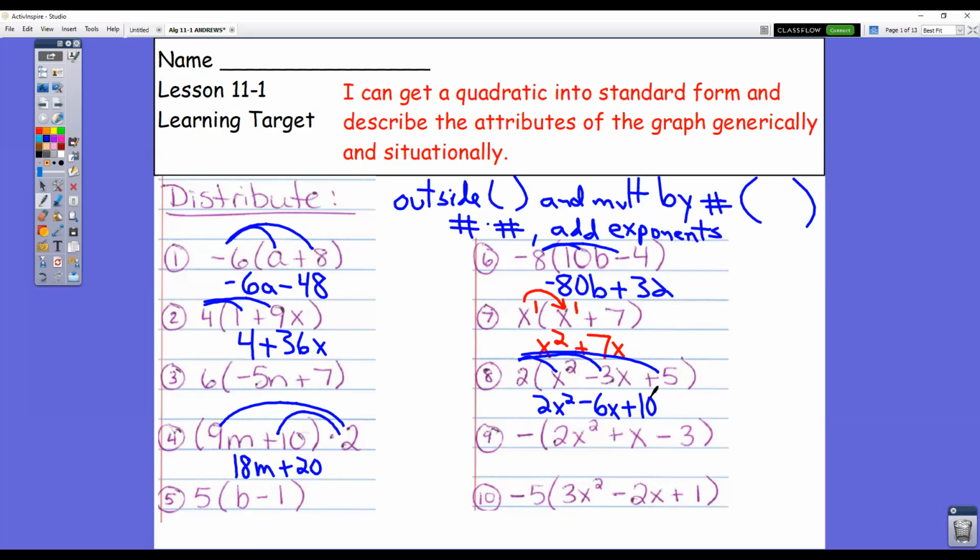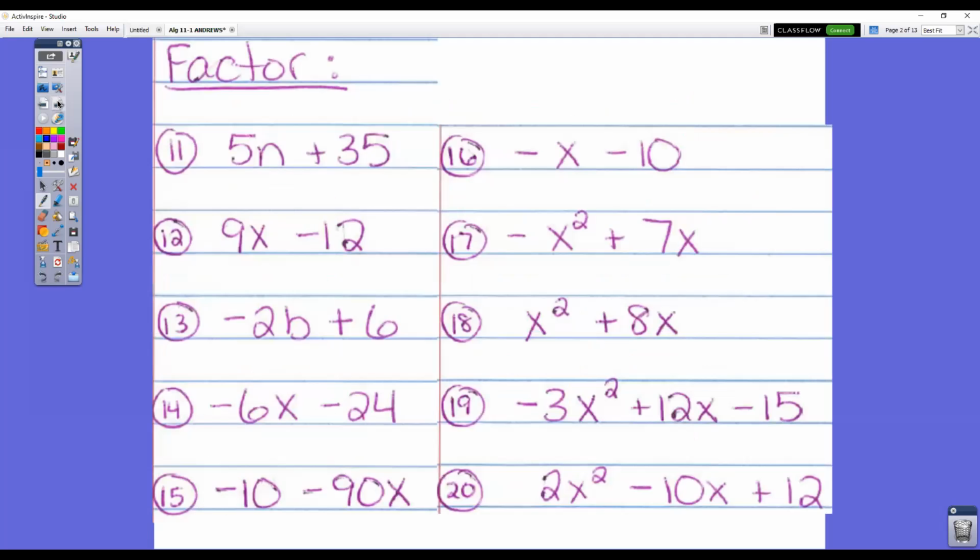If you ever have a negative sign outside of the parentheses, there's really a 1 in front of it. So then we would have to multiply by -1. So -1 times 2x squared is -2x squared. -1 times x is -1x. -1 times -3 is +3. Again, we're not going to do all these. That's just a little recap. You should already know how to do that.